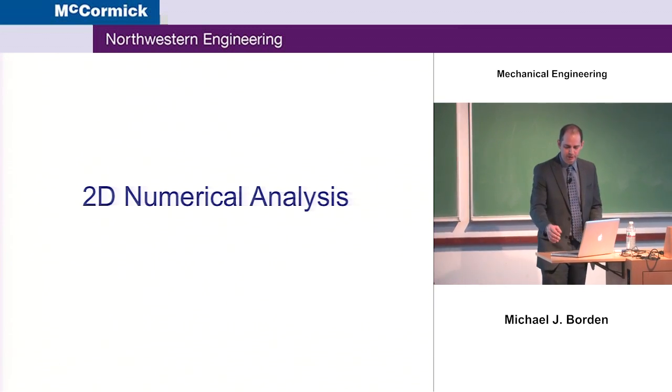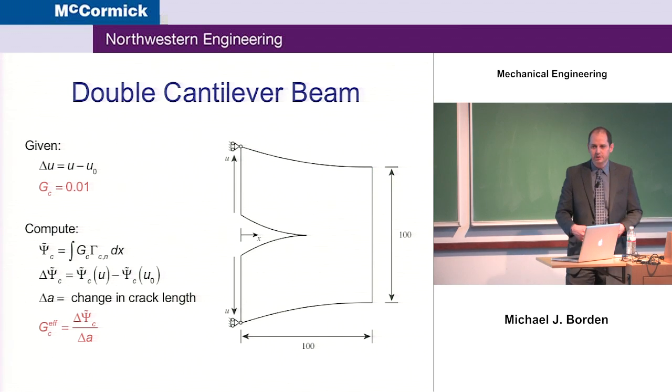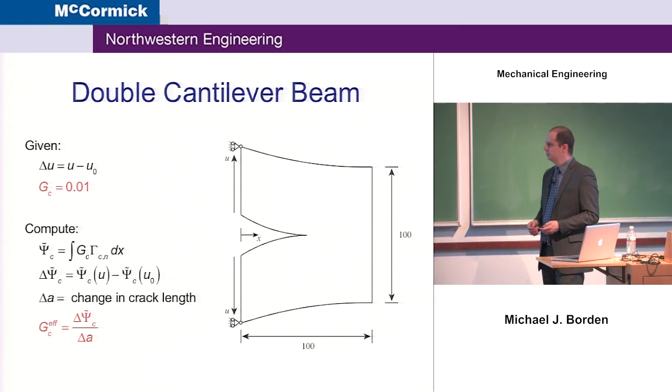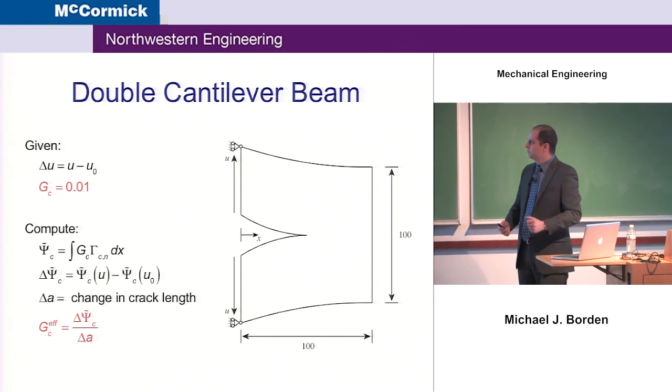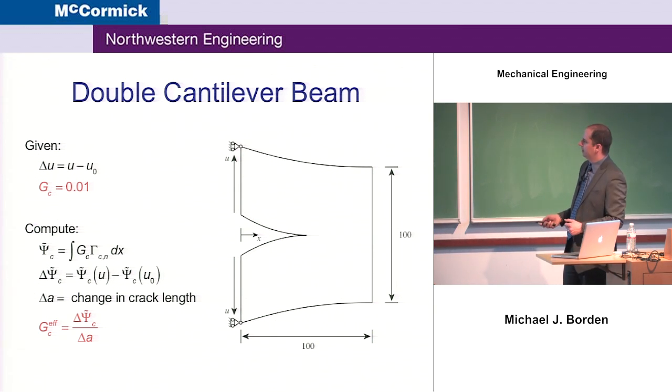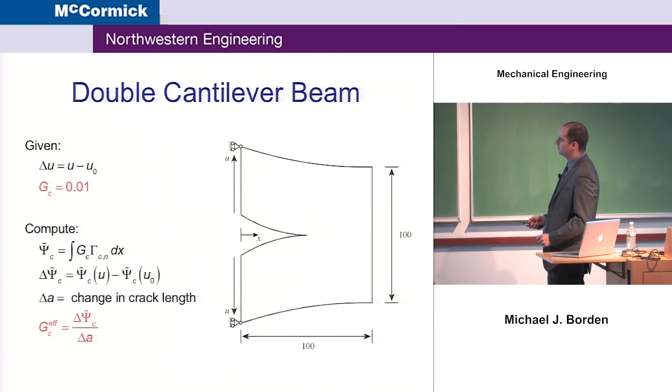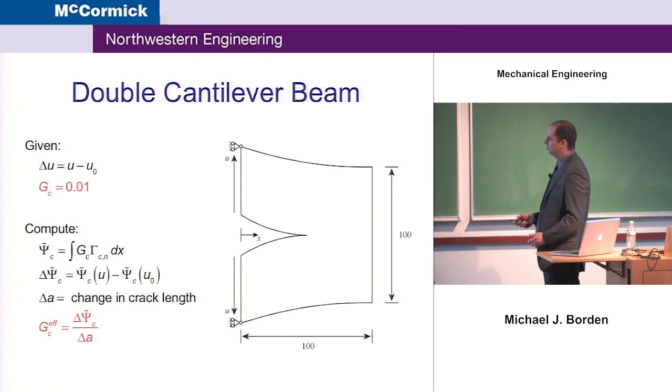So that was a simple 1D uncoupled problem. We want to look at this now in a more realistic setting. So we look at a two-dimensional problem, and we're going to look at a double cantilever beam example. What we're going to do is give a change in displacement. We give our critical surface energy here. And then we're going to solve.